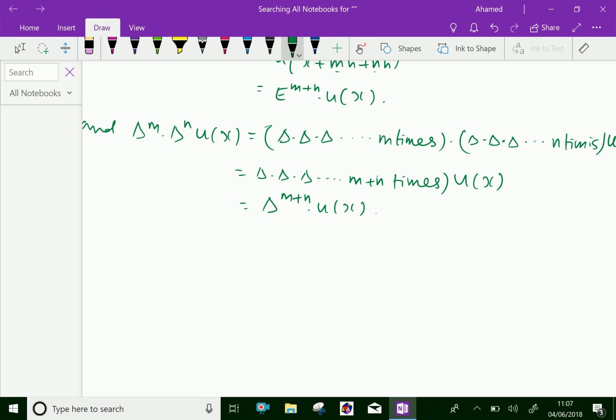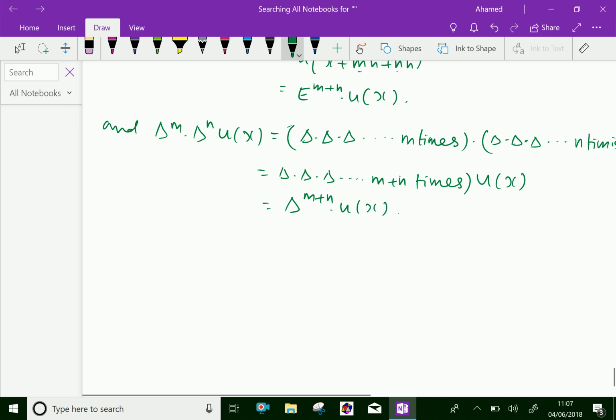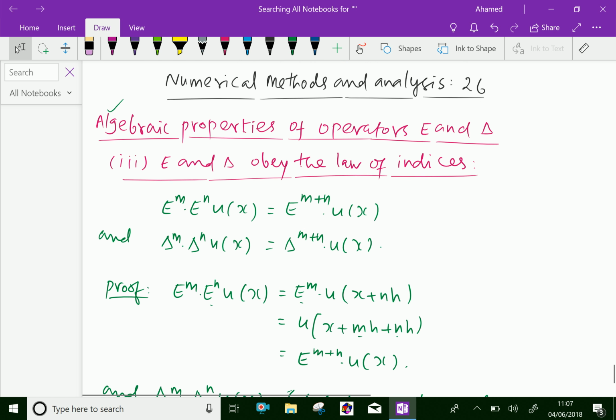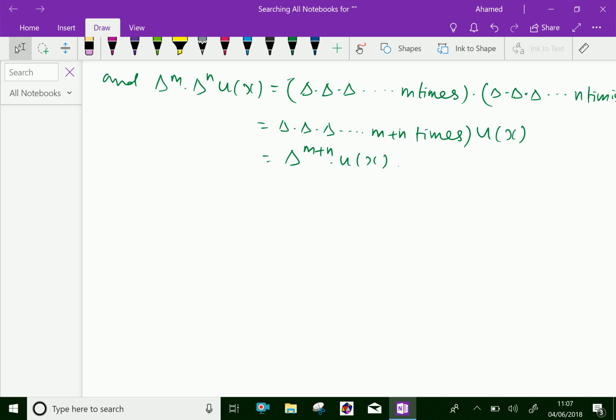Here note this point: operators E and delta can be regarded as algebraic quantities, but we must be careful with respect to the following important points. Next property, we'll discuss without proof, the fourth one: E and delta are not commutative with respect to variables.